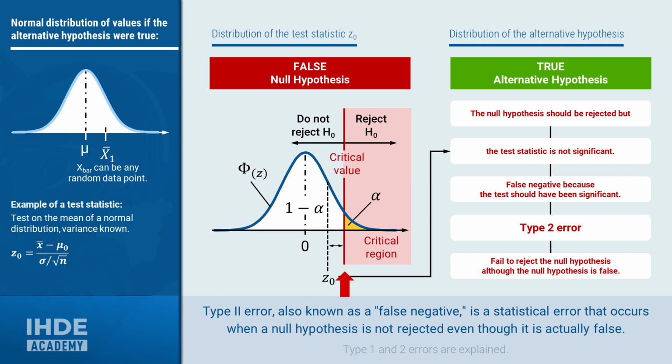Alright, last case. The null hypothesis is still false and the alternative hypothesis is true. However, the test statistic is not in the critical region, but it should be. Since the result is not significant, the null hypothesis is incorrectly not rejected. We call this error a type 2 error. With the type 1 error, a true null hypothesis is falsely rejected. And with the type 2 error, a true alternative hypothesis is falsely rejected.